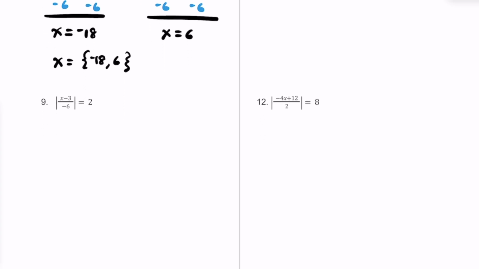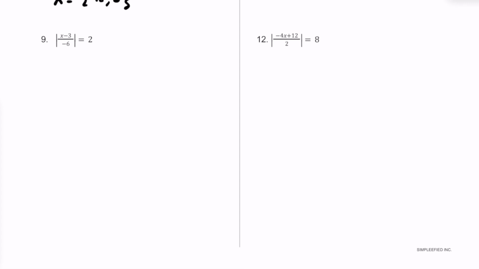All right, for number 9, we have the absolute value of x minus 3 divided by negative 6 is equal to 2. So let's go ahead and set up our two scenarios. So let's go ahead and take that and divide it by 6.